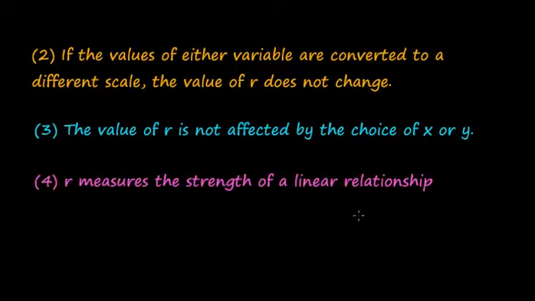Okay, our fourth property is that r measures the strength of a linear relationship. I keep saying this, but I want to make that clear, that just because we determine maybe that there is no linear relationship, no linear correlation, that doesn't mean there is no correlation, because it may be a different type of relationship, a curvilinear relationship or something like that.